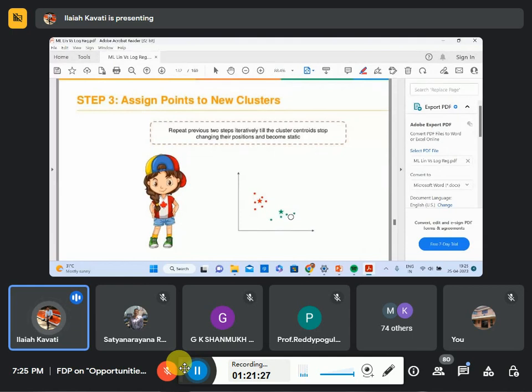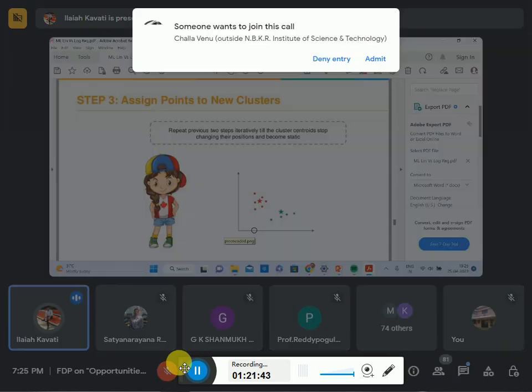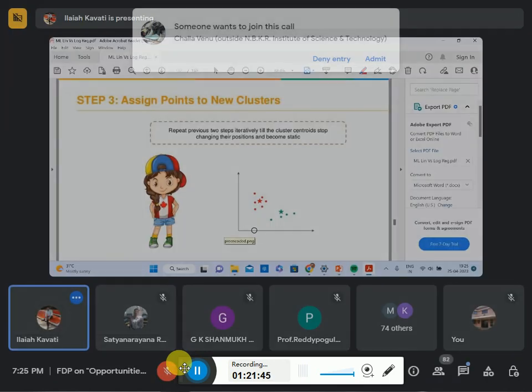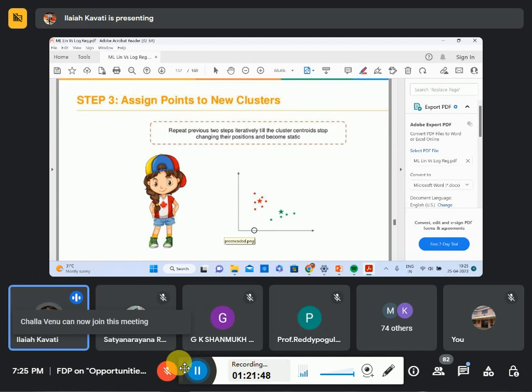Now the third step, again we'll repeat this step. Iterate means we'll compute the mean of all these and again calculate the distance of the newly computed centroid with the data points. Based on that, it will be repeated until there is no variation or no change in the centroid points. So repeat the previous two steps iteratively till the cluster centroids stop changing their positions and become static.